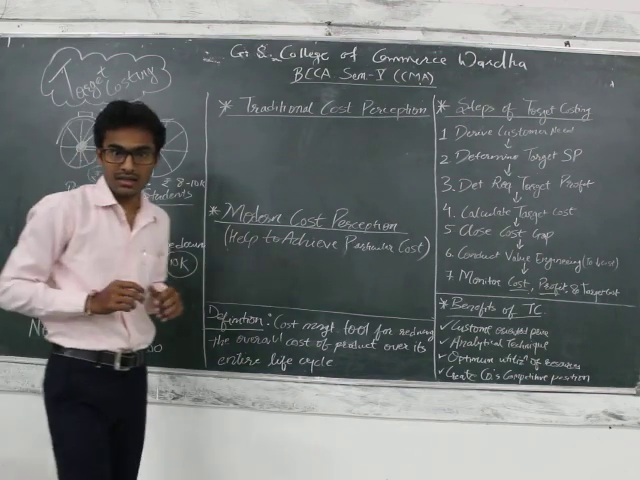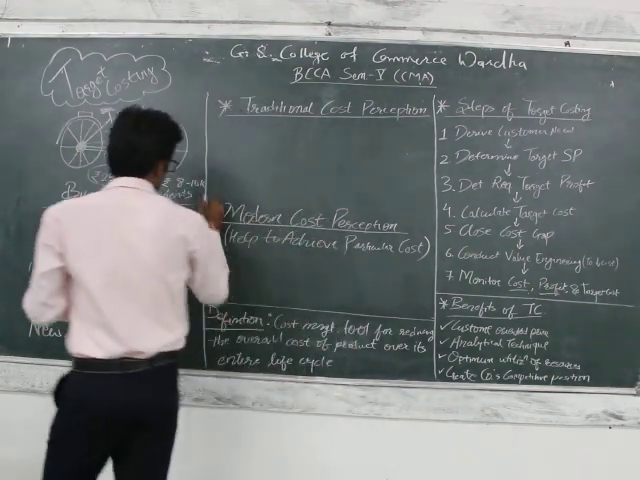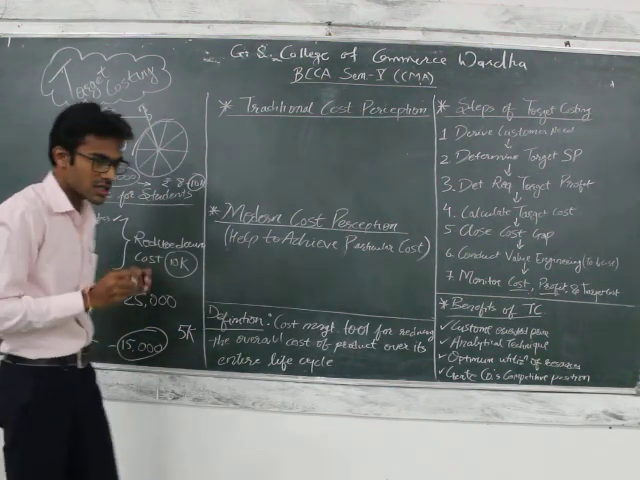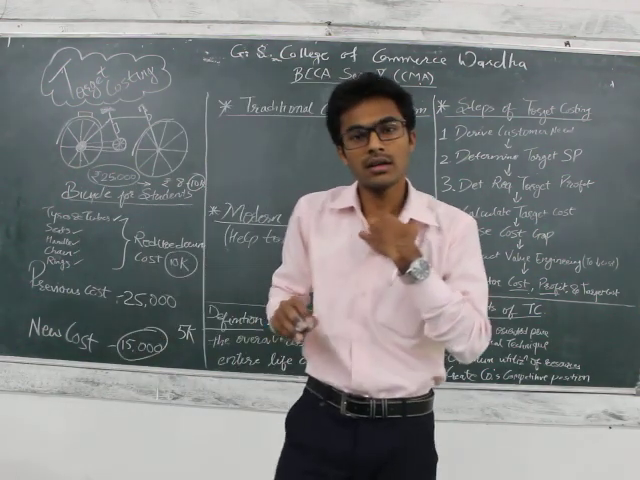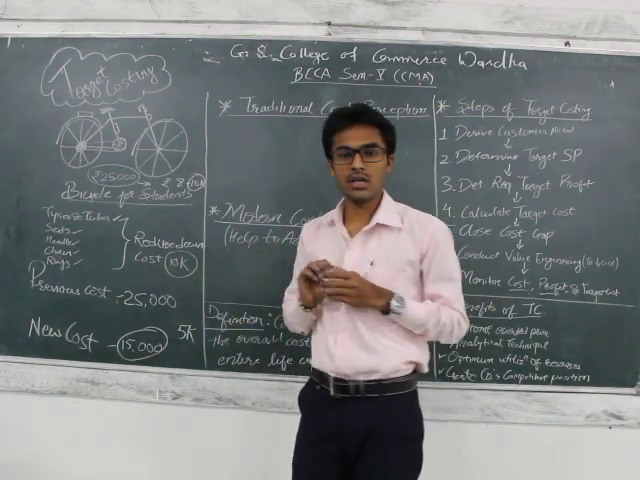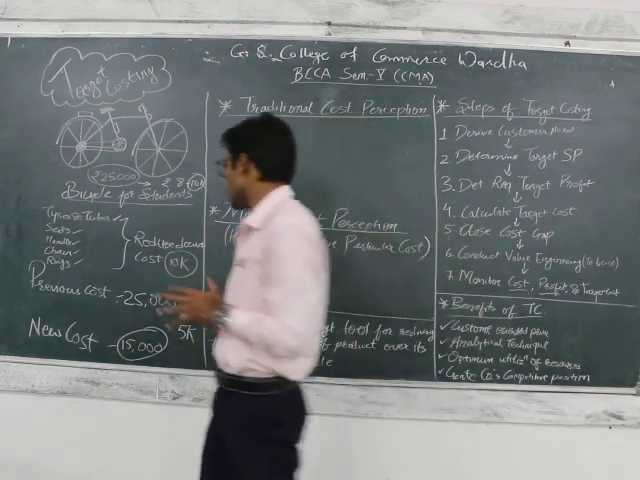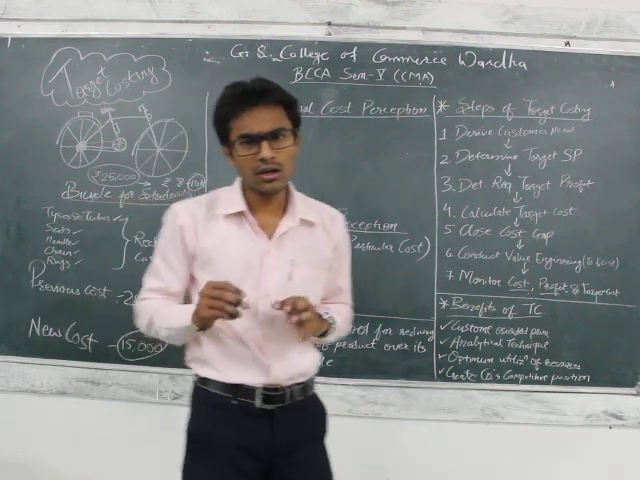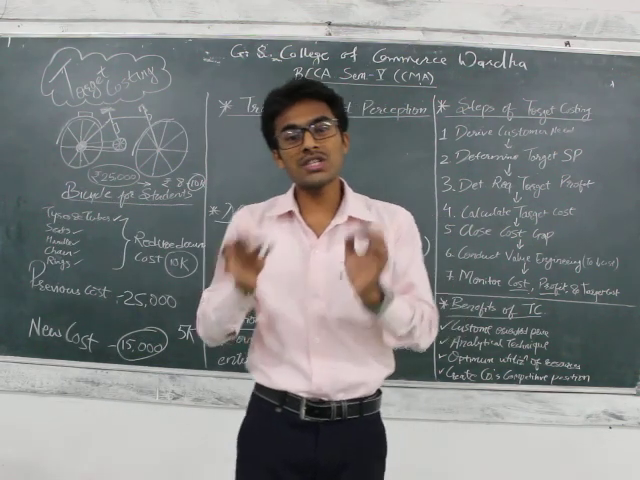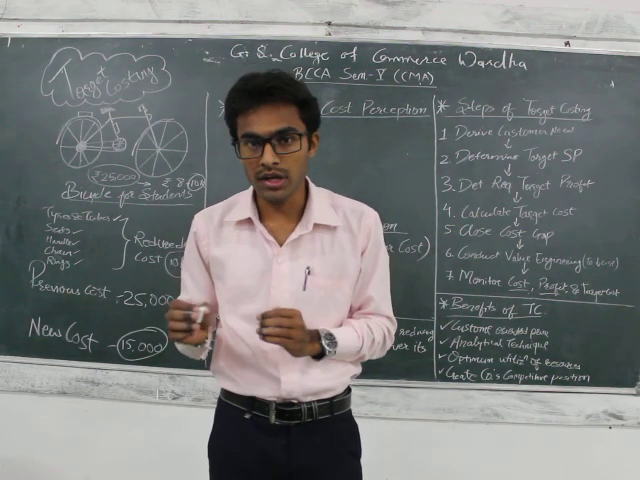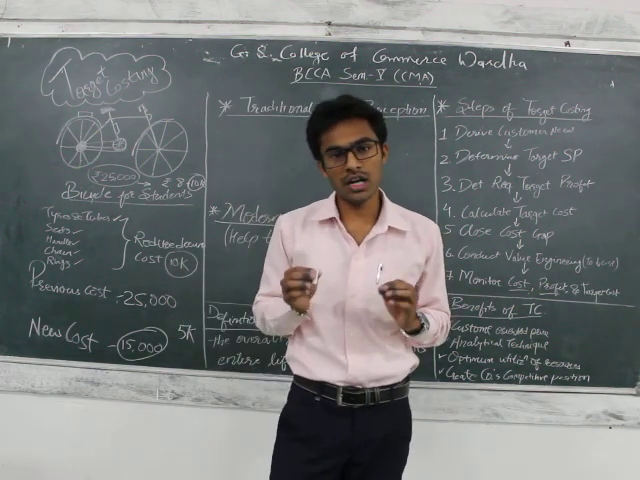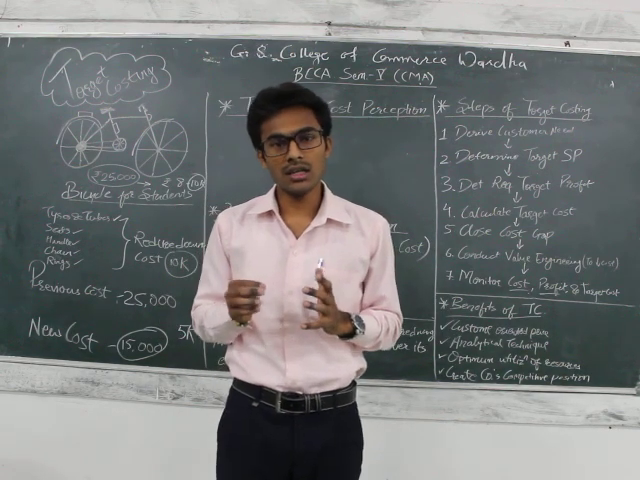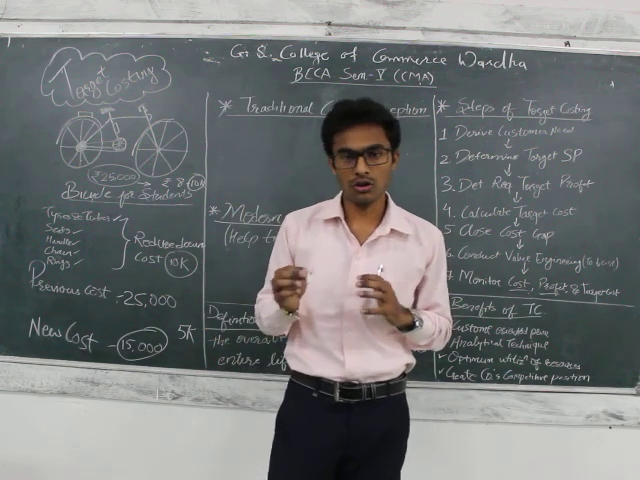Okay, but still there is scope of at least 5,000. So the same procedure can be applied to reduce these 5,000 as well. What we are doing in this portion is trying to find a cost which is acceptable by the general public, acceptable by the general market. This type of process can be done under target costing.